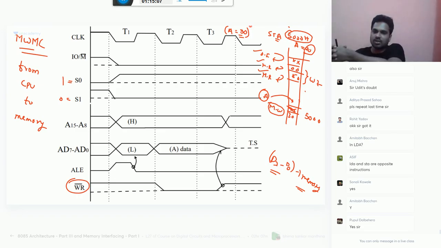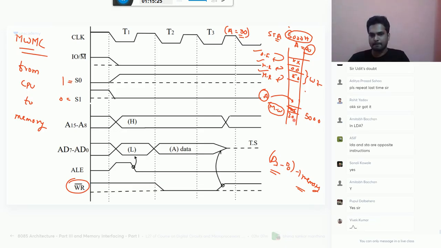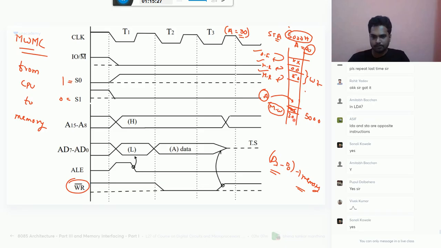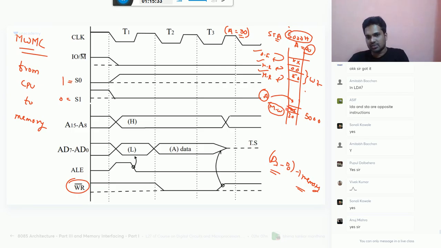Store it in the fridge. Keep it in the fridge, like that. Store it in the memory. Bring that 30 and keep it in the memory. So the accumulator will give to the data bus. That will be given to this memory. You understand now? So writing it into the memory, that is why it is called memory write operation.